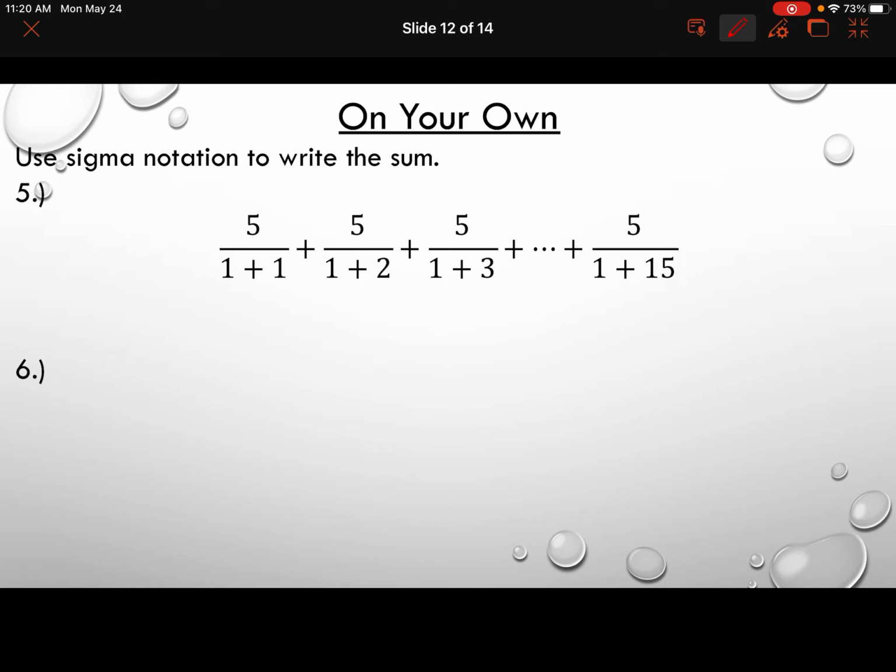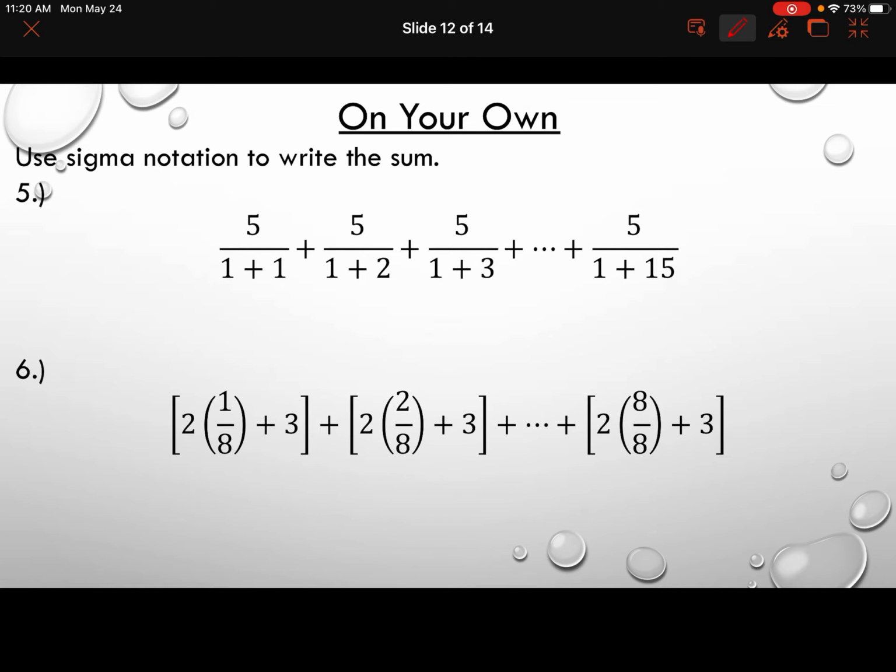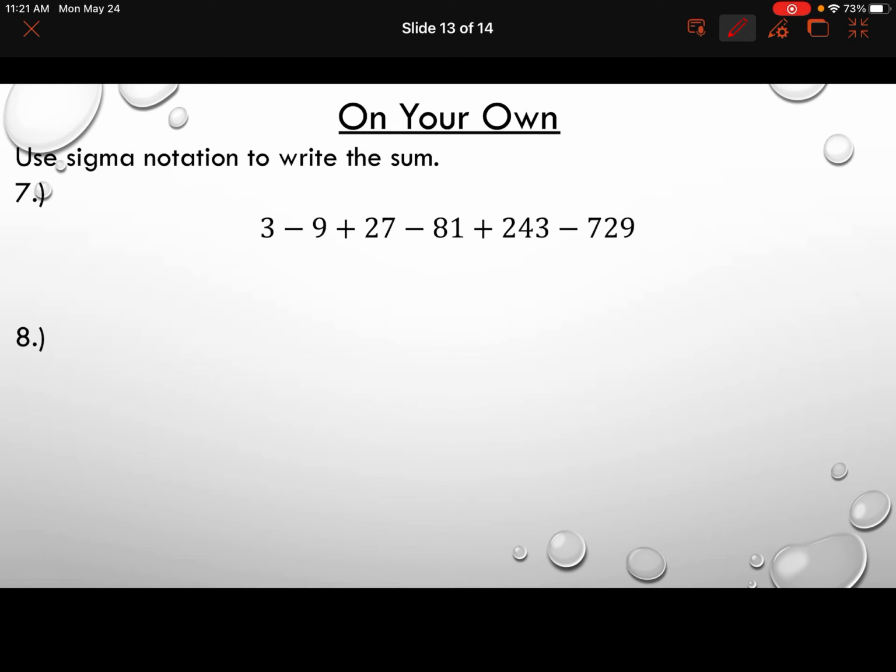And then for 5 and 6, these 2 problems would be similar to example 2, where you have to figure out what this looks like in sigma notation. So 5 and 6 would be very similar to, once again, example 2. And then 7 and 8, same thing, but these ones are more similar to checkpoint 2. Because for these ones, you're going to have to ask yourself, is this arithmetic? Is this geometric? And then use the explicit formula as your expression in the sigma notation.